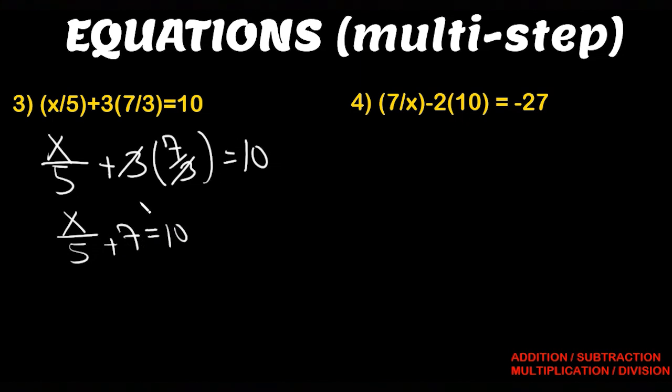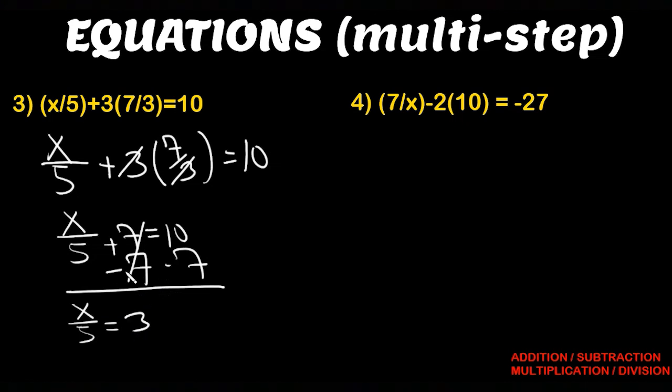And so from here, it's really just a two-step equation. I have this positive 7. I'm going to minus 7. So I do that on both sides, right? Cancels here. Bring down x over 5 equal to 10 minus 7, which will give me 3.